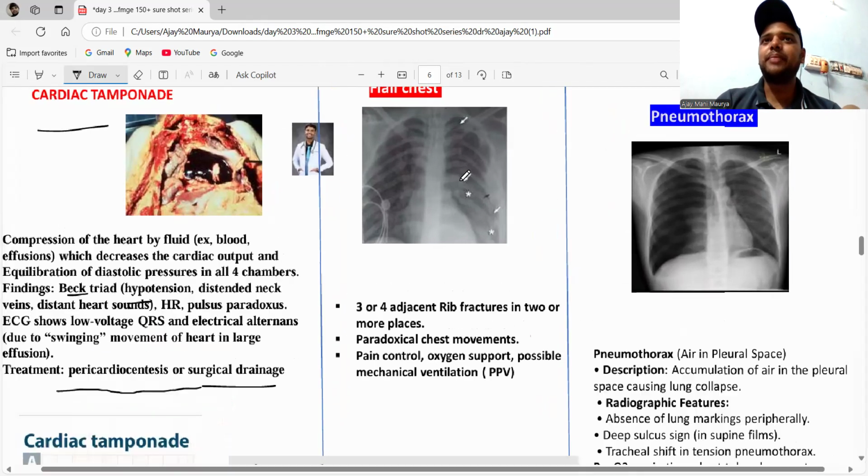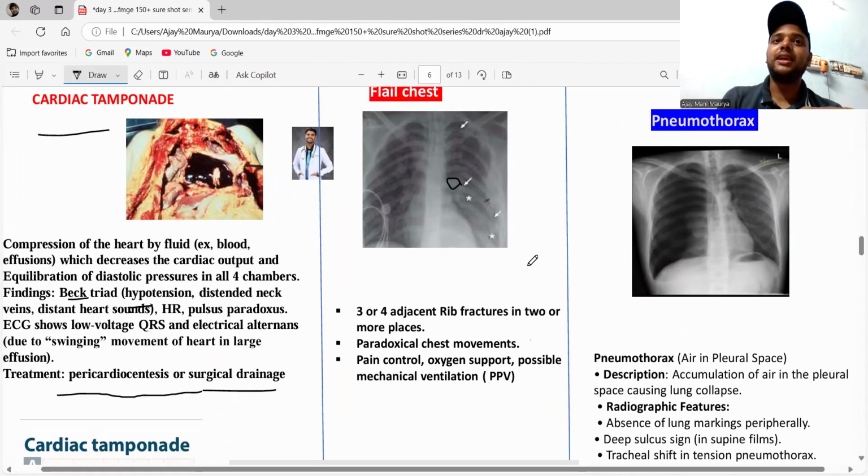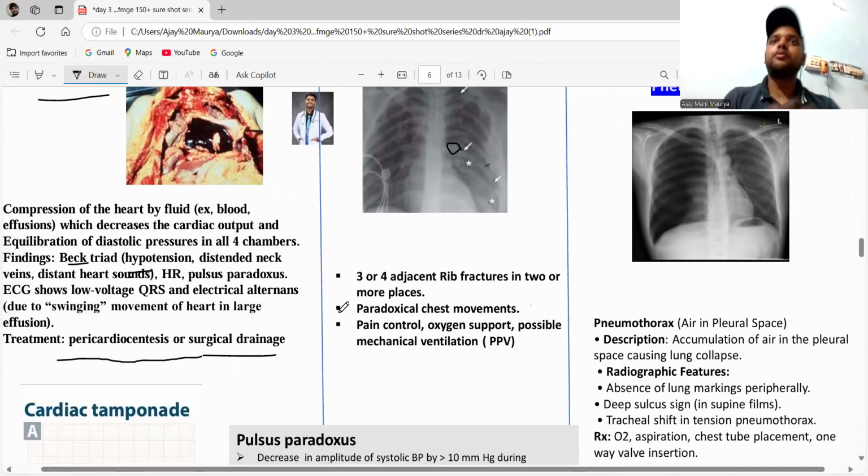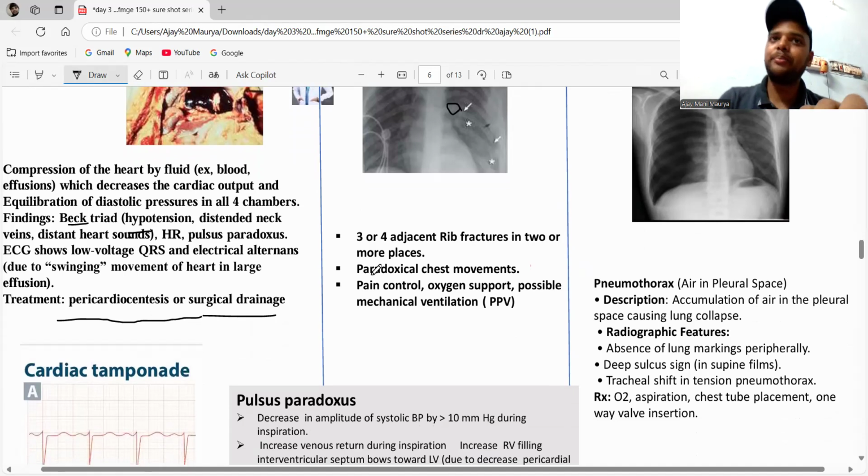But in flail chest, what happens here? Three or four ribs will be fractured in two or more places. It follows paradoxical chest movement. This is normal, but in paradoxical chest movement, while we breathe in, the air should go inside, but the chest segment moves the other way. Treatment is pain control, surgery, oxygen support, and PPV.